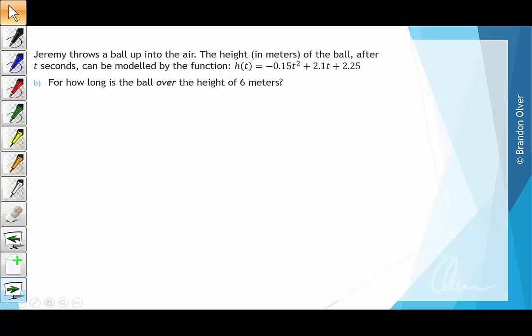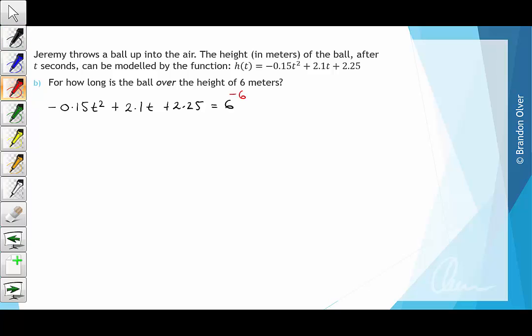Part B asks for how long the ball is over a height of 6 meters. So for this one, we need to firstly find out at what times the height of the ball is 6 meters, and then solve the inequality for when it is greater than 6. So we want to find out when negative 0.15 t squared plus 2.1 t plus 2.25 is equal to 6.